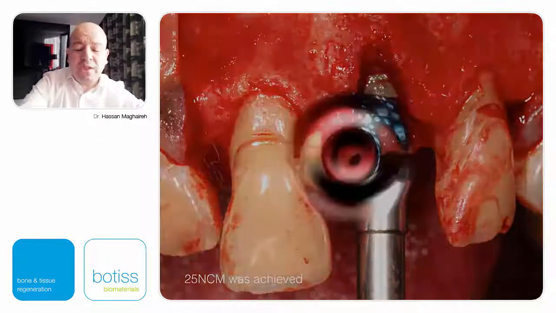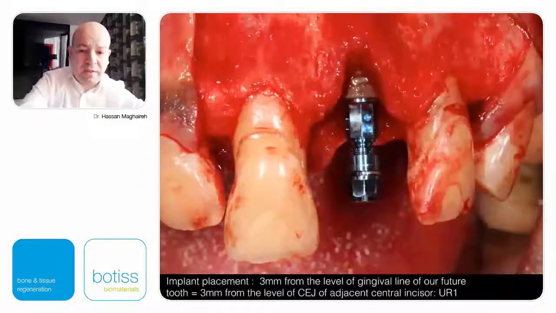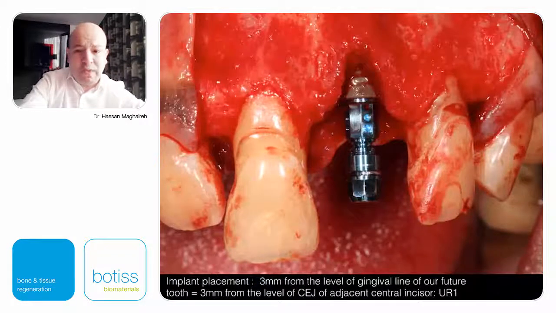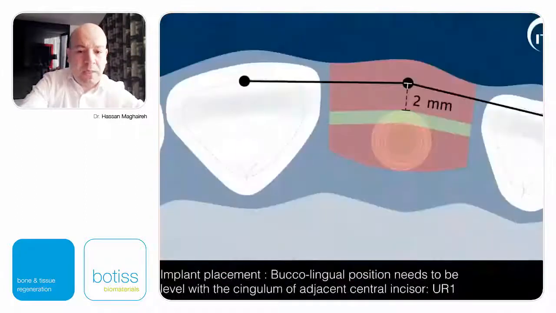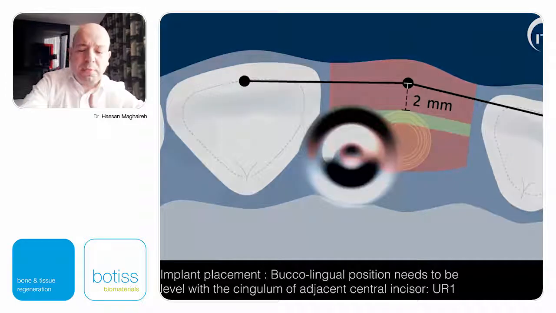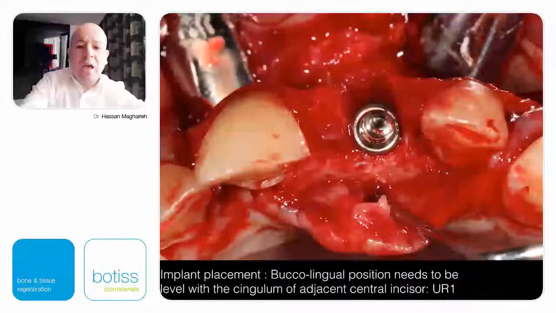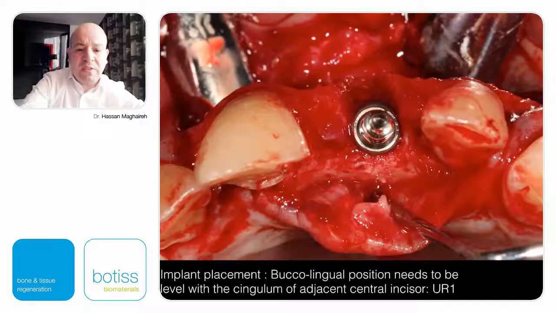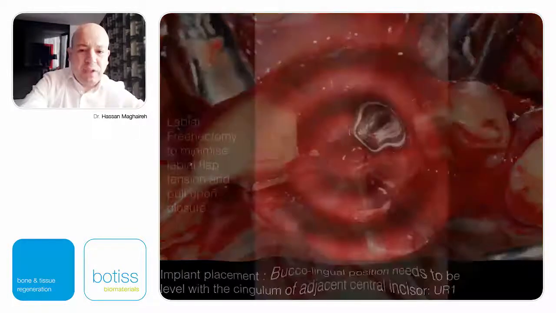In this case, we managed to achieve 25 Newton centimeter. So obviously immediate loading wasn't an option. We all know, again from the Cochrane systematic reviews, that you should aim for 35 Newton centimeter or higher before you can go for immediate loading. So in this case, we decided to place the implant in the correct position, 3 mm away from the future cement enamel junction, 2 mm lingual to the future labial profile of our future tooth. And because we managed to get 25 Newton centimeter, we're going to go for delayed loading.